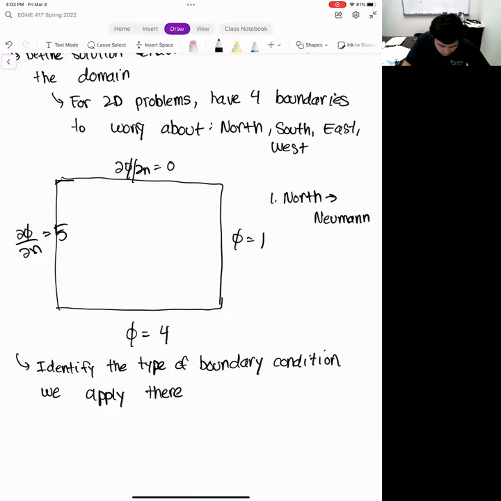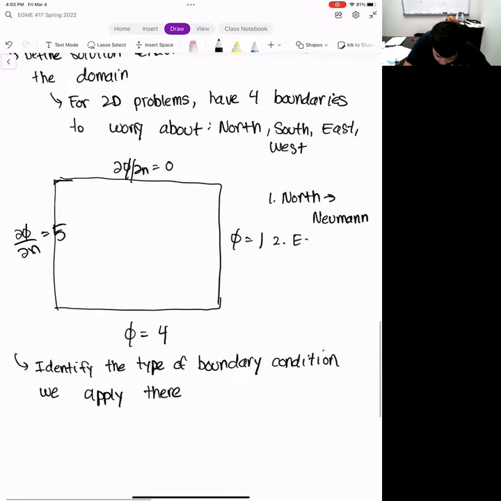All right. So that's the north boundary. Since it's a derivative type boundary condition, we have a Neumann there. Next, let's work our way clockwise around the domain. Next, we have east. The east boundary condition is phi is equal to 1. Here we're directly specifying the value of our solution variable, and remember, these types of boundary conditions are called Dirichlet.